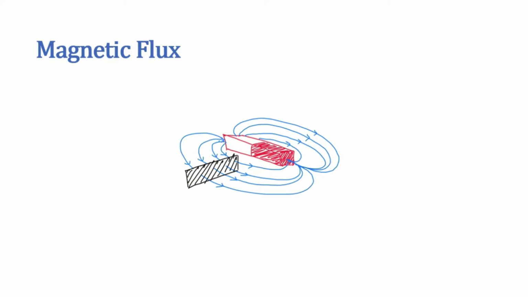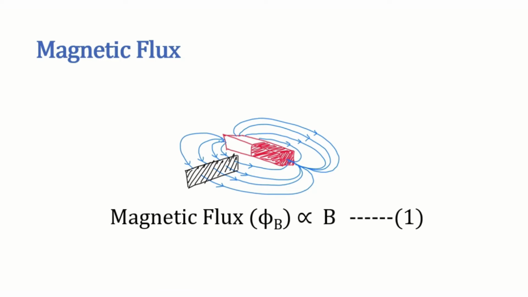We can say this as the magnetic flux is directly proportional to the number of field lines passing through the surface. It is given by phi B is directly proportional to B. Here, B means the power of the magnetic field or the number of lines passing through the conductor plate. Let's say this is equation 1.